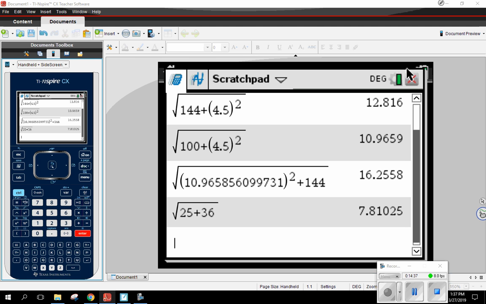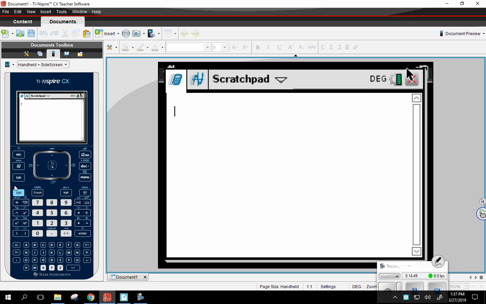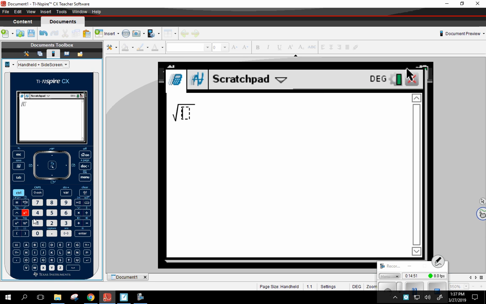Let me go ahead and get rid of all this other stuff. It's not letting me do it because I touched the other color. Let me use my mouse here. Okay, so we have the square root of 13 squared, which was 169, plus 4.5 squared. What should I be getting for the length of AM? 13.8. Perfect. There we go.